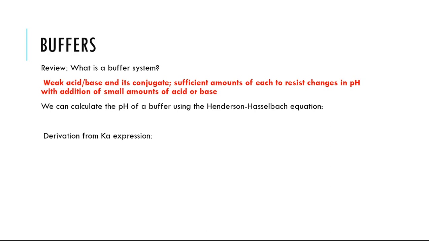Now, we haven't done this yet, but we can calculate the pH of a buffer solution using an equation called the Henderson-Hasselbalch equation, which is an awesome name. And that equation is pH equals pKa plus log of the concentration of the conjugate divided by the weak acid. Now, this is a real good news, bad news situation. The bad news is this equation is not given directly in the data booklet.